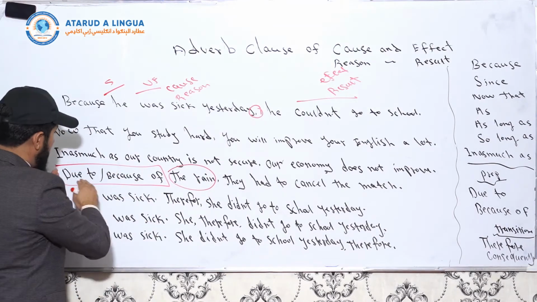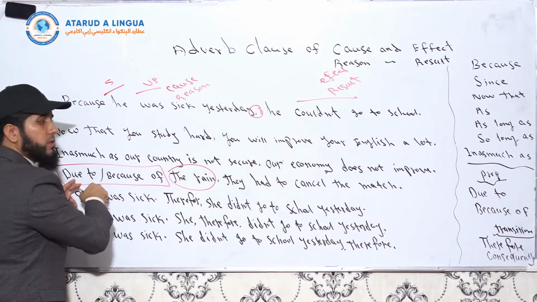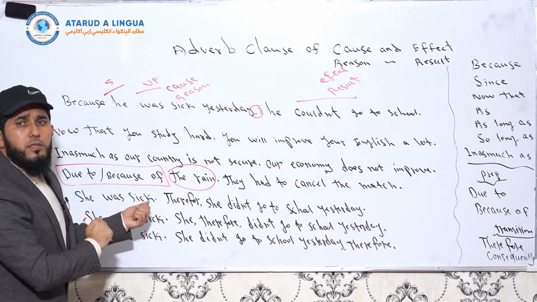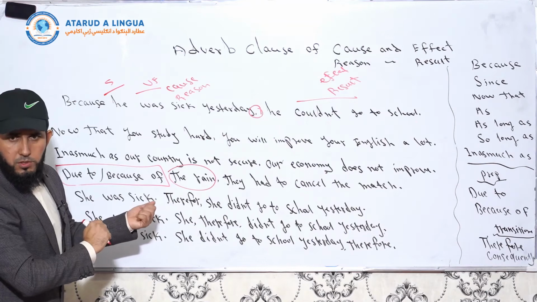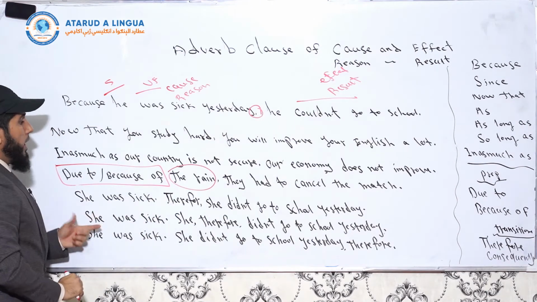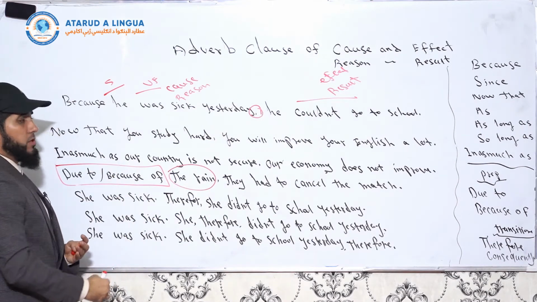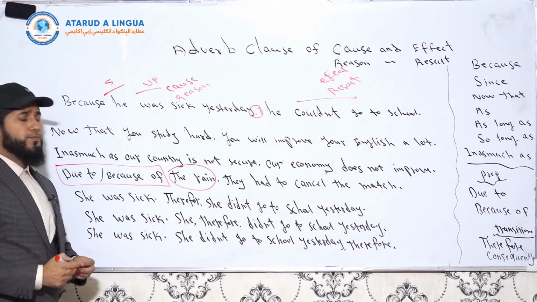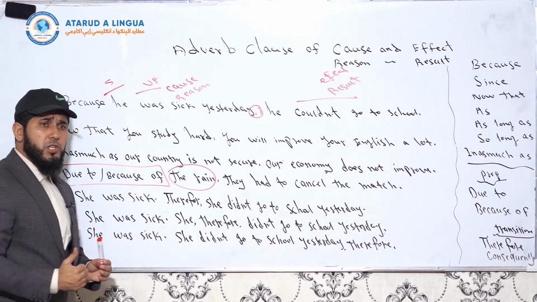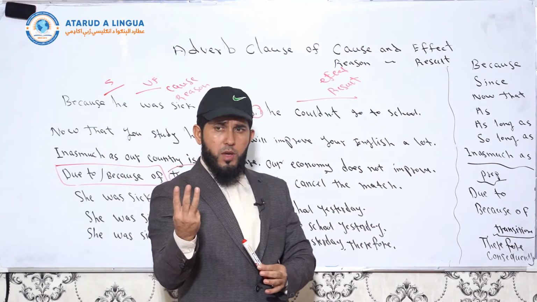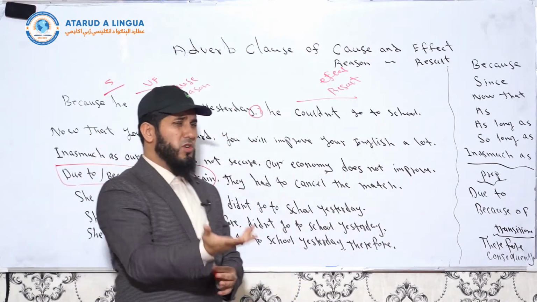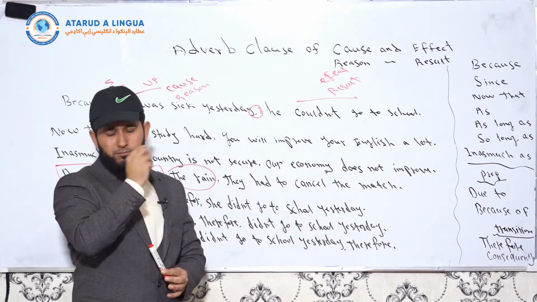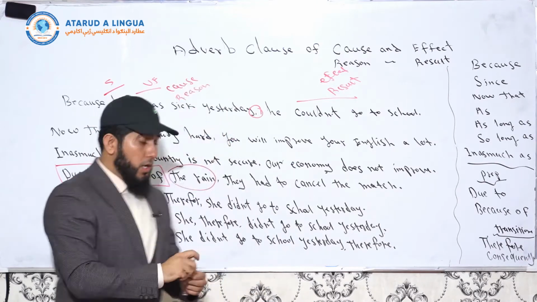And what's the difference between these two prepositions? Due to is more formal and because of is not very formal. Understood? Yeah, that's the difference. And now look at the transitions. As I mentioned before, in written English, you can use transitions in 5 ways. But in spoken English, in 3 ways.